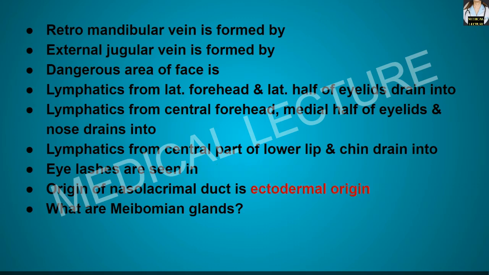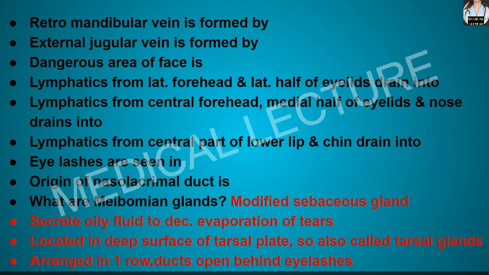I have made a separate video on the nasolacrimal apparatus, so you can watch that and understand the whole nasolacrimal apparatus. What are the Meibomian glands? These Meibomian glands are actually modified sebaceous glands, and they secrete oily fluid to decrease the evaporation of the tears. They are located in the deep surface of the tarsal plate, so they are also known as the tarsal glands. They are arranged in one row. The ducts open behind the eyelashes.